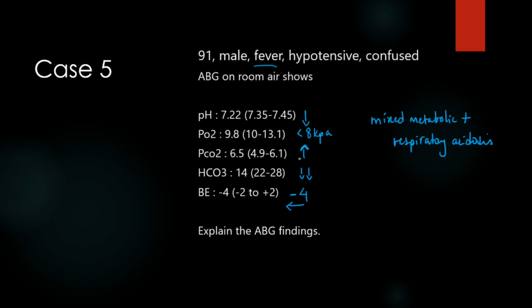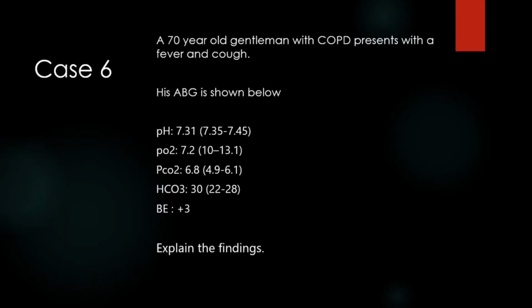Let's move on to the next question. So in this case, we have a 70-year-old gentleman with COPD who presents with a cough and fever. This is likely to be an infective exacerbation of COPD or even a community-acquired pneumonia. His blood gases are shown on 21% oxygen, i.e. room air, so the pH is reduced at 7.31. PO2 is also low at 7.2. And the PCO2 is raised, so this is type 2 respiratory failure. And the bicarbonate levels are slightly above normal at 30, and this is also confirmed by the base excess of +3.